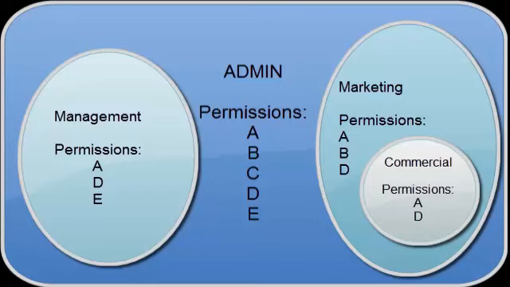This means the members of the marketing group only know the permissions A, B, and D, as well as the commercial group. They do not know, however, the admin and management groups, or the permissions C and E.